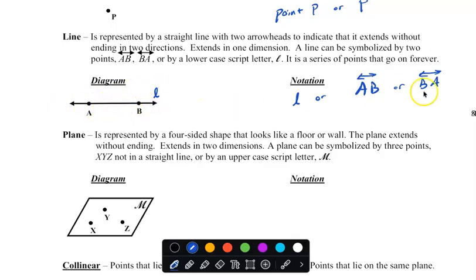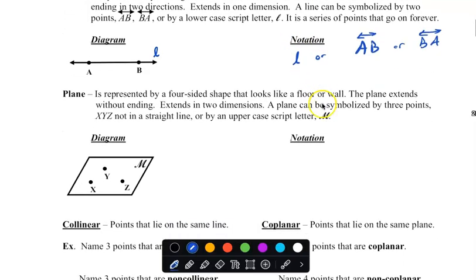It's a line. And that's how you write it, right? Either two letters. So if I see two letters with the line on top, it's a line, right? Or you could do one curvy letter, one scripted letter.